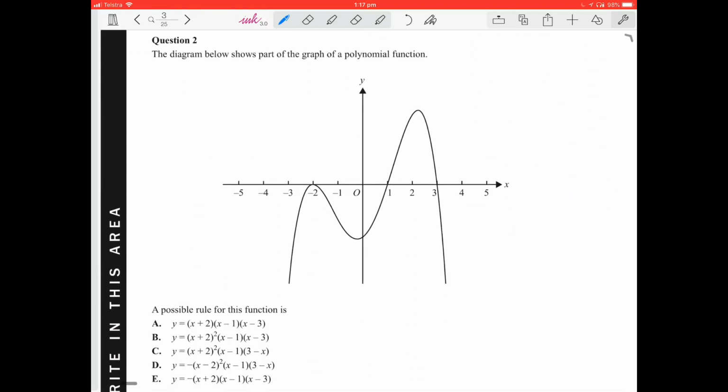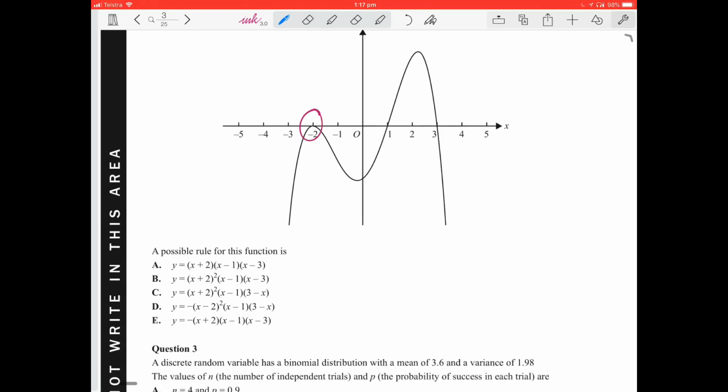Okay, the graph shows part of the polynomial function. We've got a repeated factor, so x plus 2 squared. We've got an x minus 1, and we have an x minus 3. However, the graph goes down to the right, so one of them has to be negative. So I put a negative out the front.